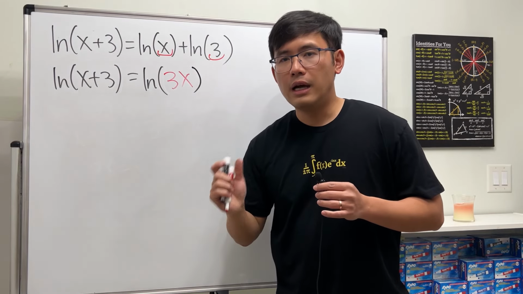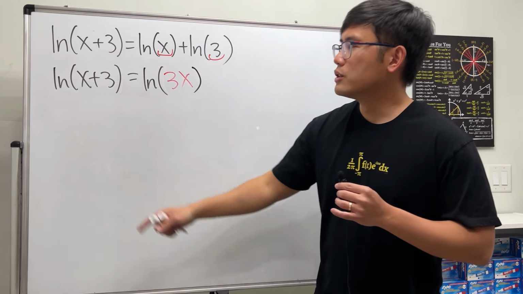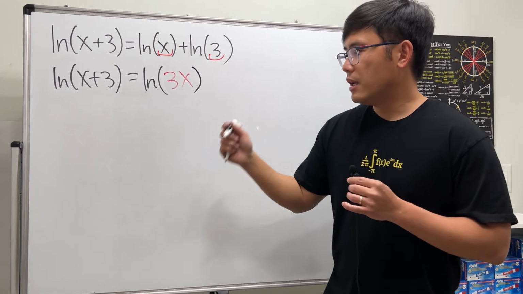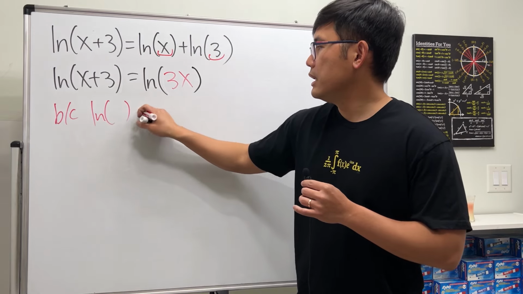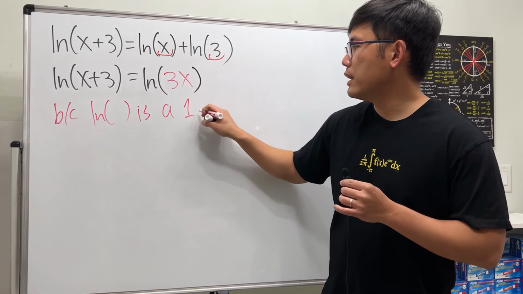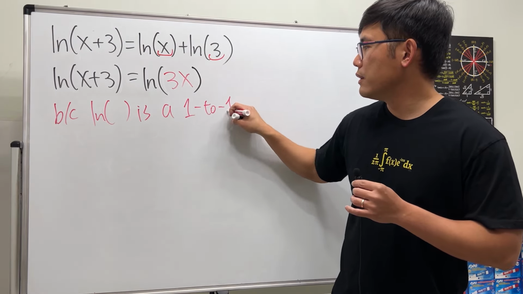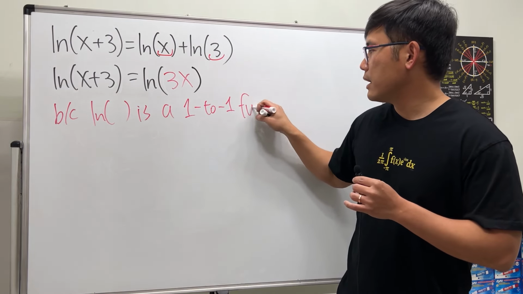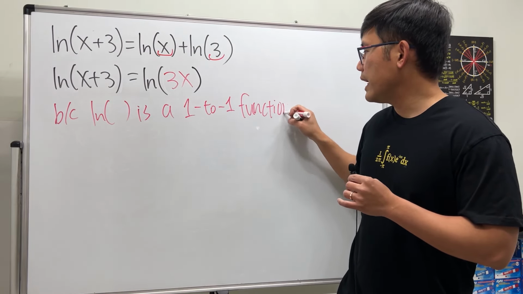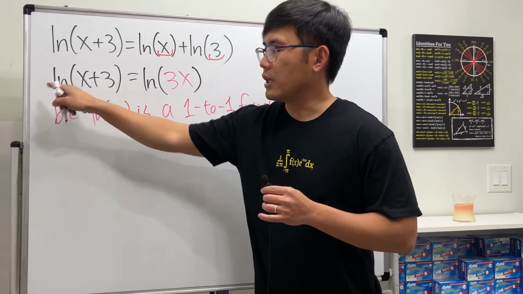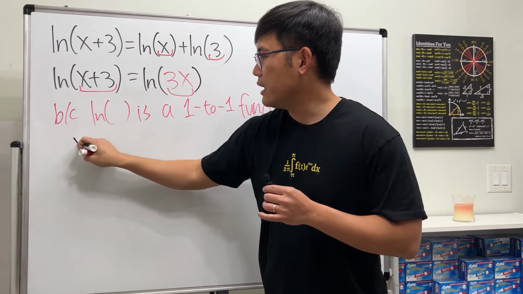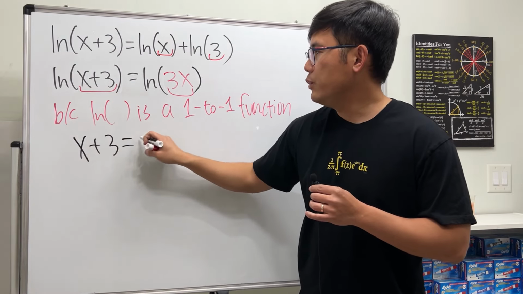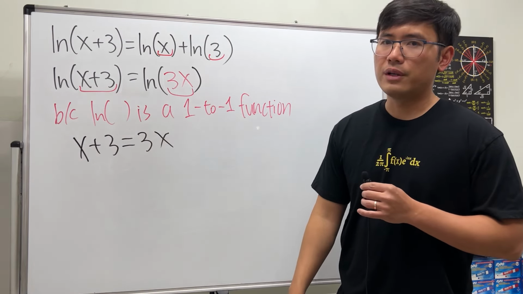And thankfully, ln is a one-to-one function, so we can just consider the inside. I will write that down for you guys though, because ln is a one-to-one function. So we can just go ahead and cancel them out, or you can just consider the insides like this. Therefore, we can just say x plus 3 must be equal to 3x. And then solve it from here.